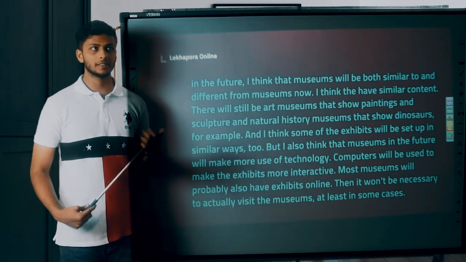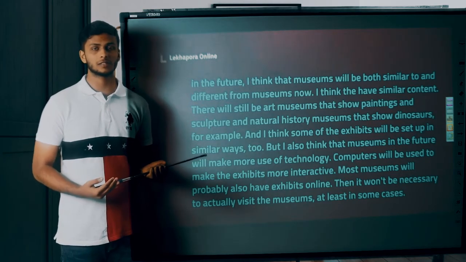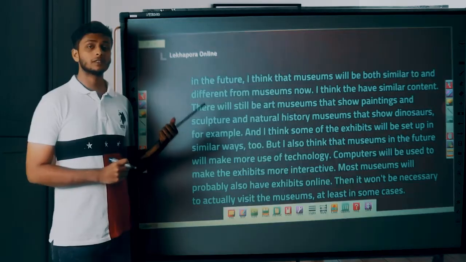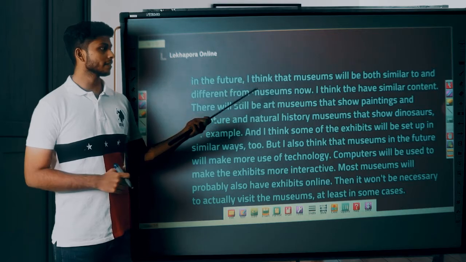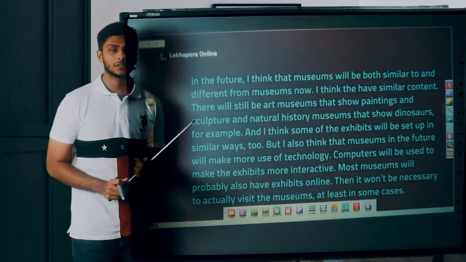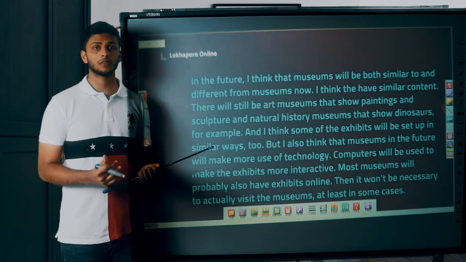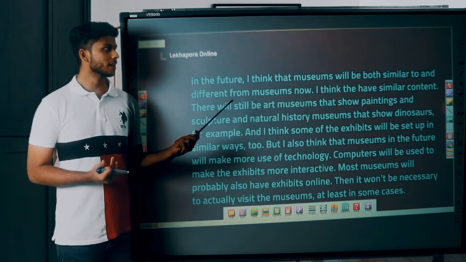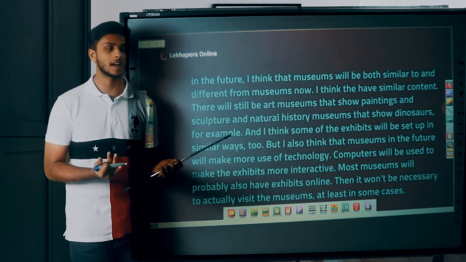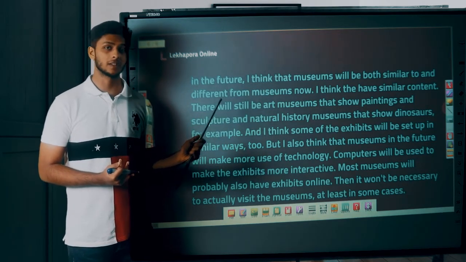So how you can think of that when the examiner asks you to compare or contrast some issues. So let's see here. In the first line, it says, in the future, I think that museums will be both similar to and different from the museums now. So this is the first trick. When the examiner asks you to compare or contrast some issues, you can play a neutral side, that in the first line you can say that there are both similarities and differences.